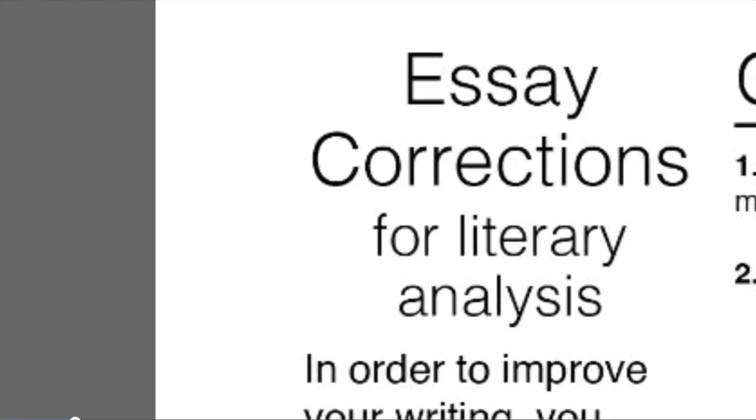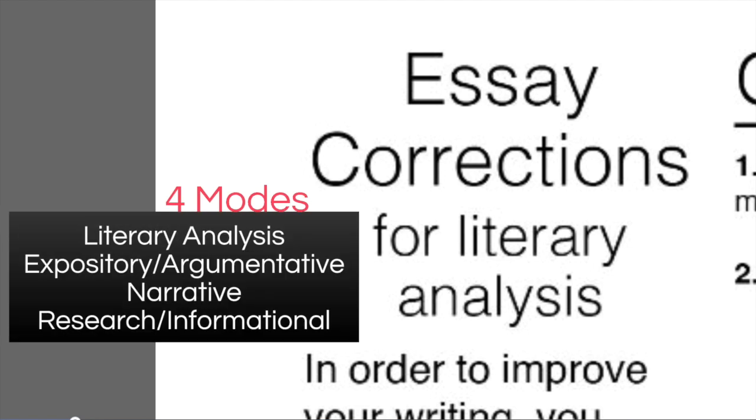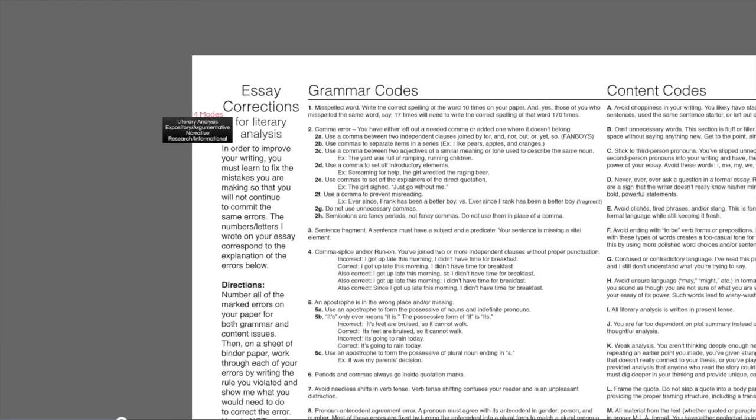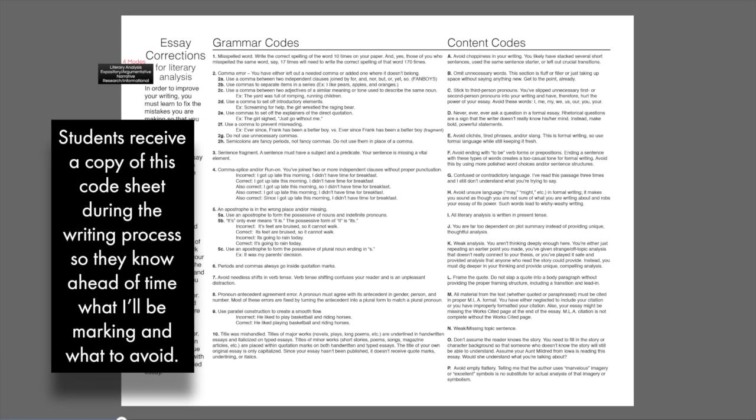This one we're gonna look at today is for literary analysis, but I actually made 4 different versions of it for the 4 different essay types that I teach in my class. The content codes switch out depending on what mode we're working on, because there are different techniques for different modes, but the grammar pretty much stays the same for all of them. So in the center column, you can see the grammar codes, and I'll zoom in just a second. The grammar codes are numbered. The content codes on the right-hand side are lettered.